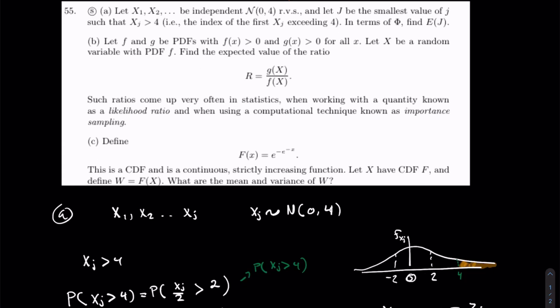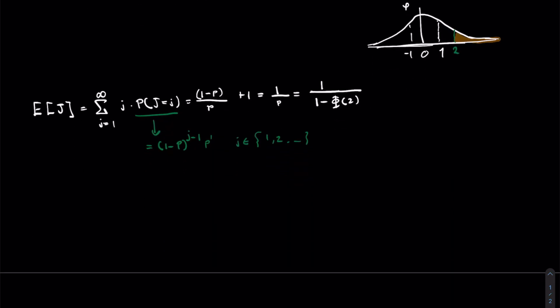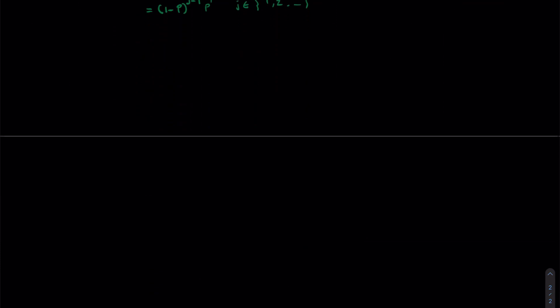Okay, in the second question, we are asked to define f and g in the following way. We're letting x be a random variable with the PDF of f, and we're asked to find the expected value of the following ratio. We start by simply writing down the expectation of r as it is, and we use LOTUS here.